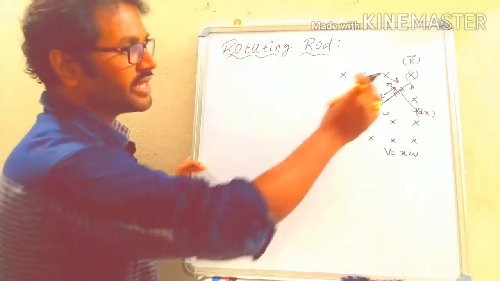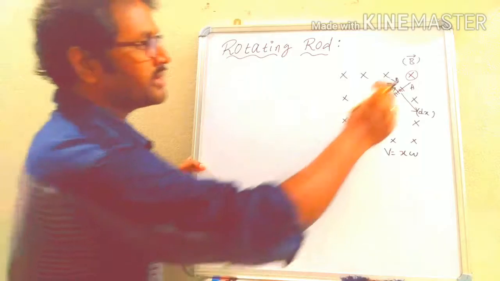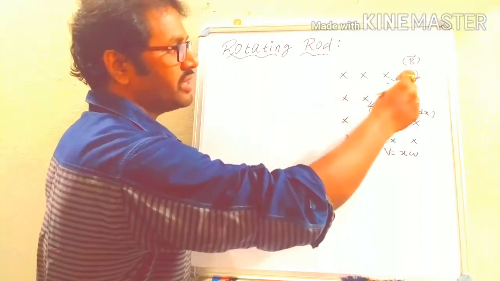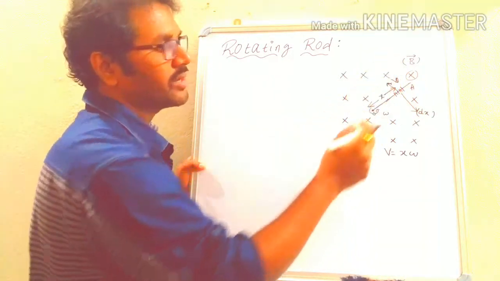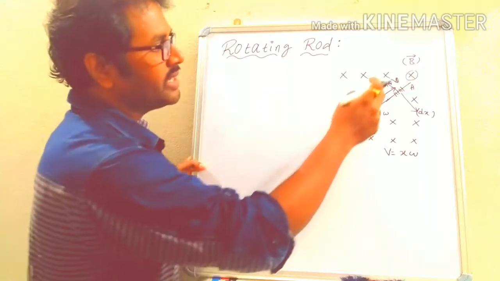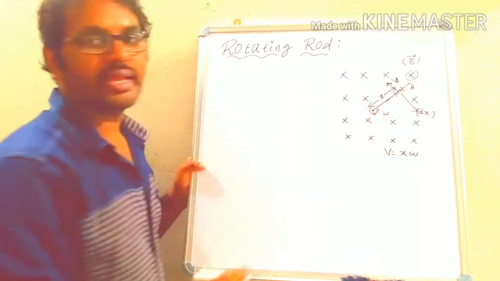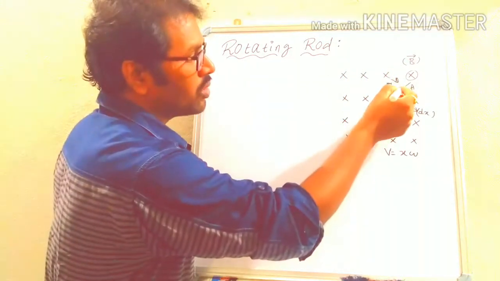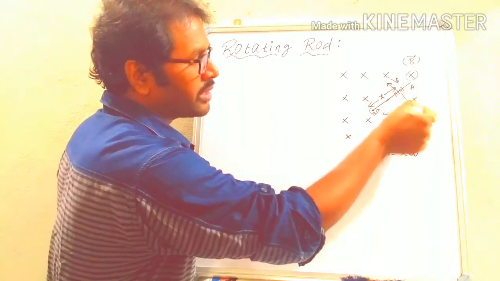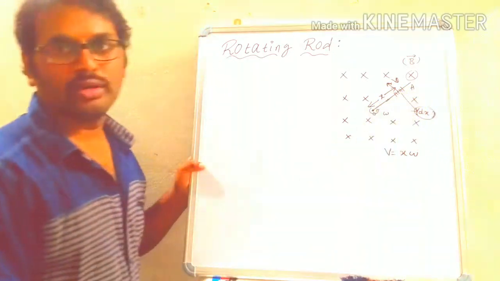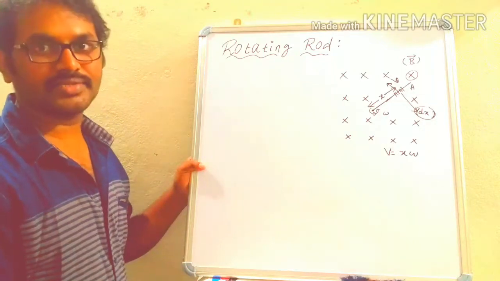So instead, if you take a small element and this element is moving with velocity v, this velocity vector makes exactly a 90-degree angle with the magnetic field vector, and also this velocity vector is perpendicular to the assumed small element dx.